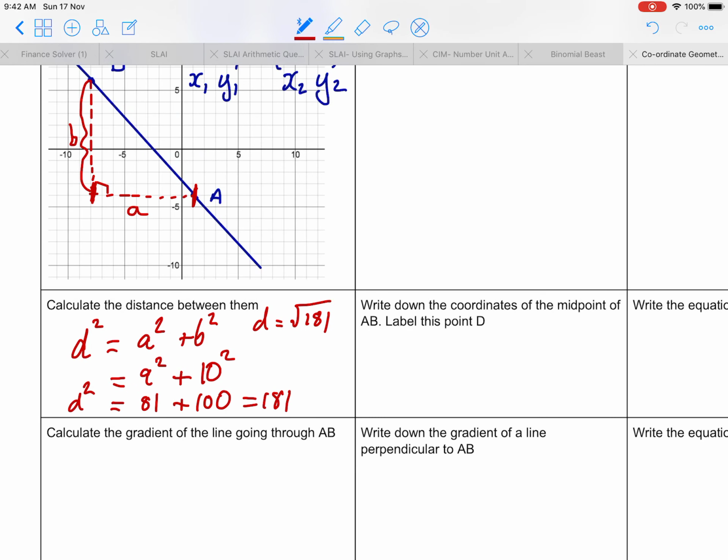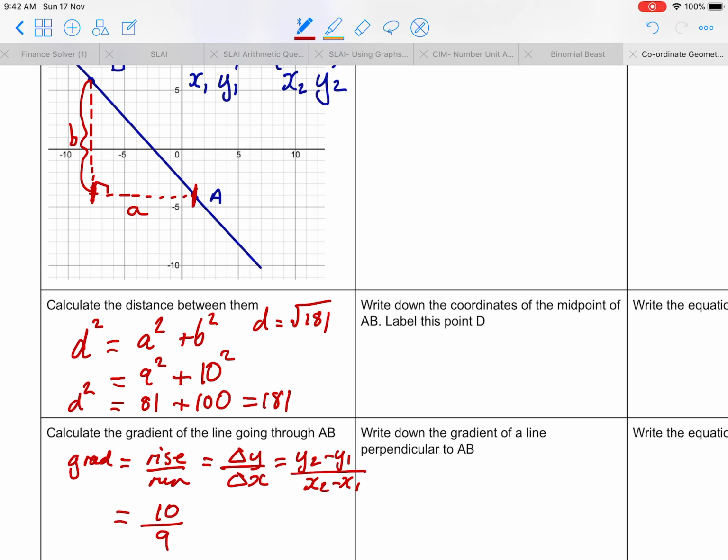Okay, well, the formula I'll write down. So the gradient equals rise over run equals delta y over delta x, changing y over changing x. Or for every 1 unit along the x, what's the change in the y? That's what it means, okay? And we've got a formula for this. It's the difference in the y values divided by the difference in the x values. And we've already got the difference in the y values from the previous question. That was 10. The difference in the x values is 9.